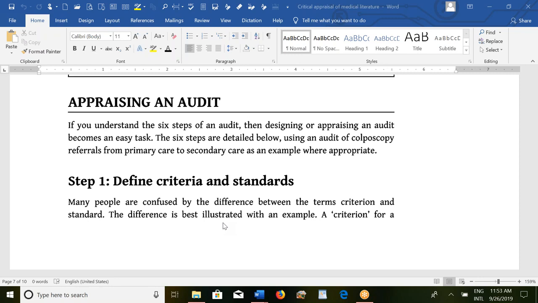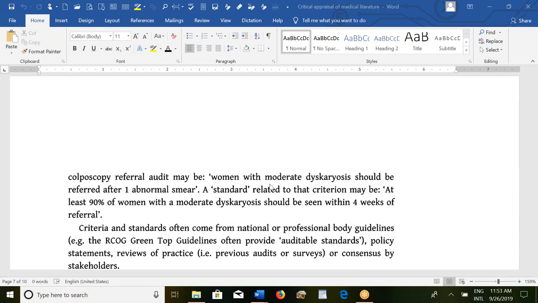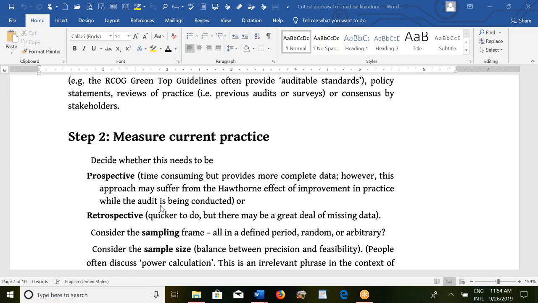So many people are confused by the difference between the tests. In cases of retrospective studies, they are quicker to do, but there may be a great deal of missing data because maybe the persons didn't complete the forms appropriately.